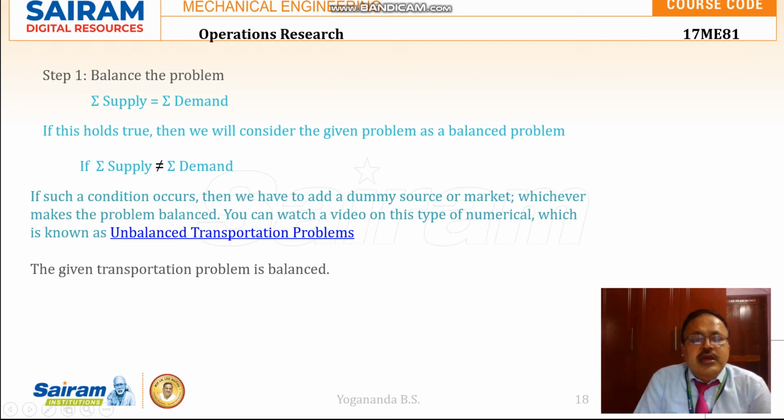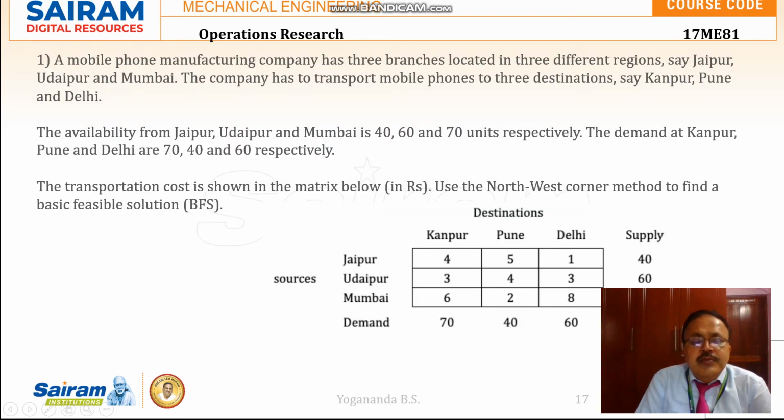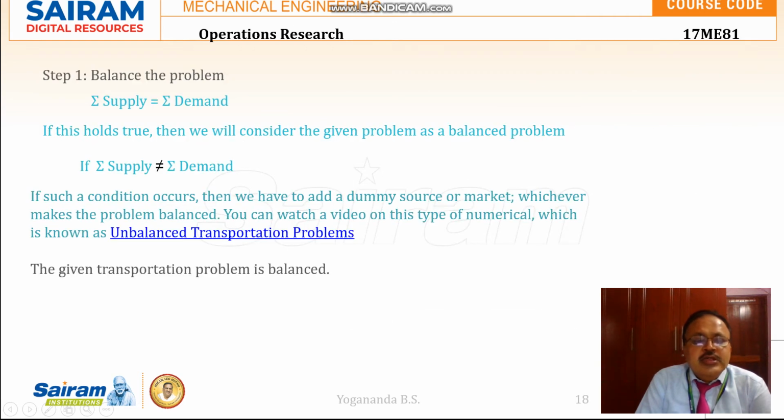If the summation of supply is not equal to the summation of demand, we have to add a dummy source or a dummy market. Whichever makes the problem balanced, you will add either a dummy row or a dummy column, so that the problem is converted from an unbalanced state to a balanced state. Now since the summation of demand is equal to the summation of supply, the given transportation problem is balanced.